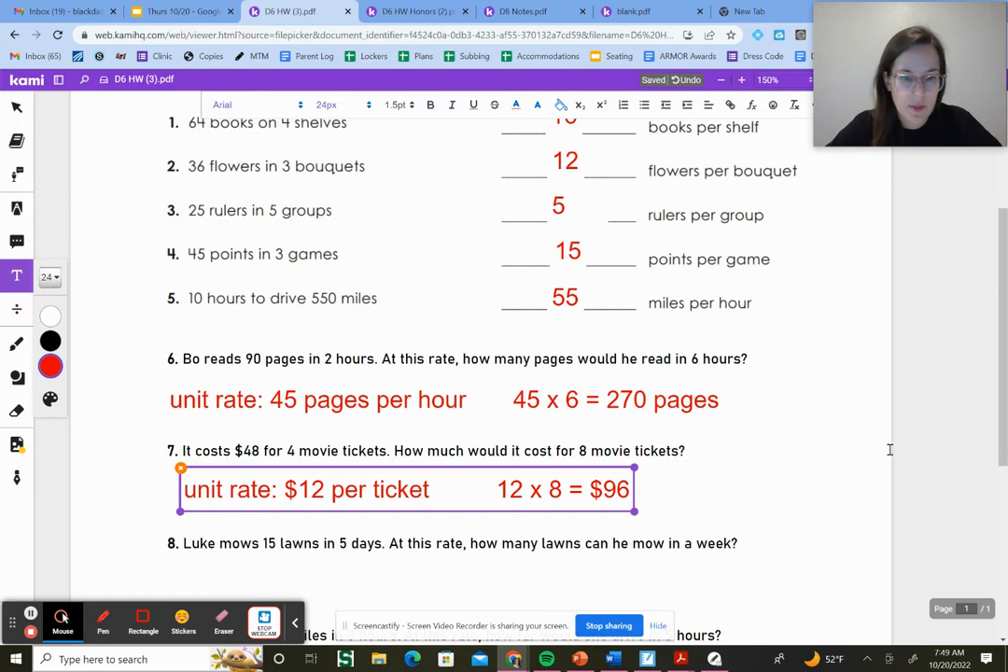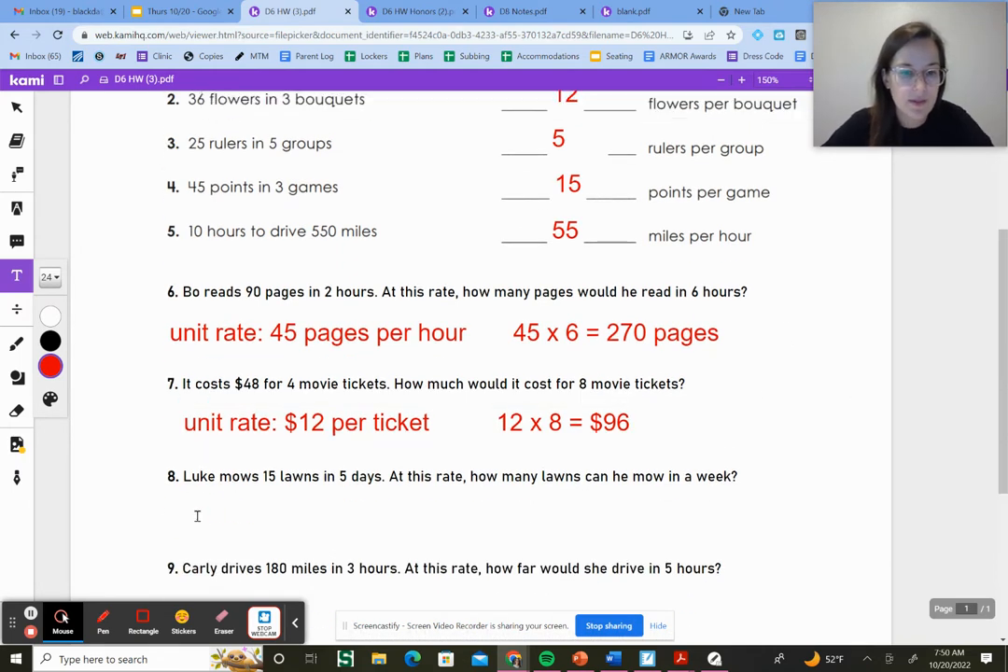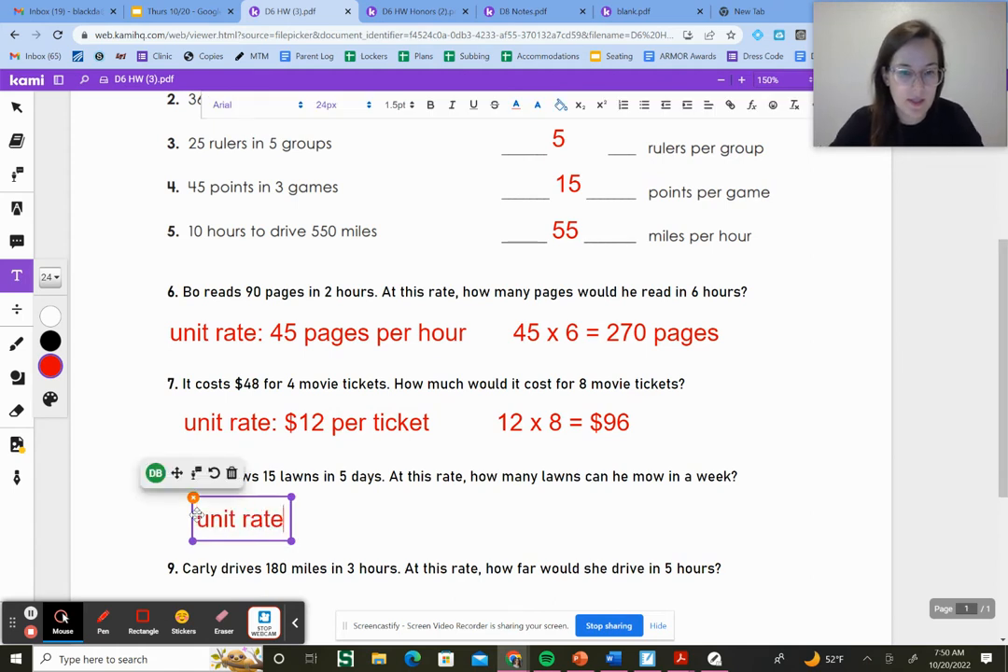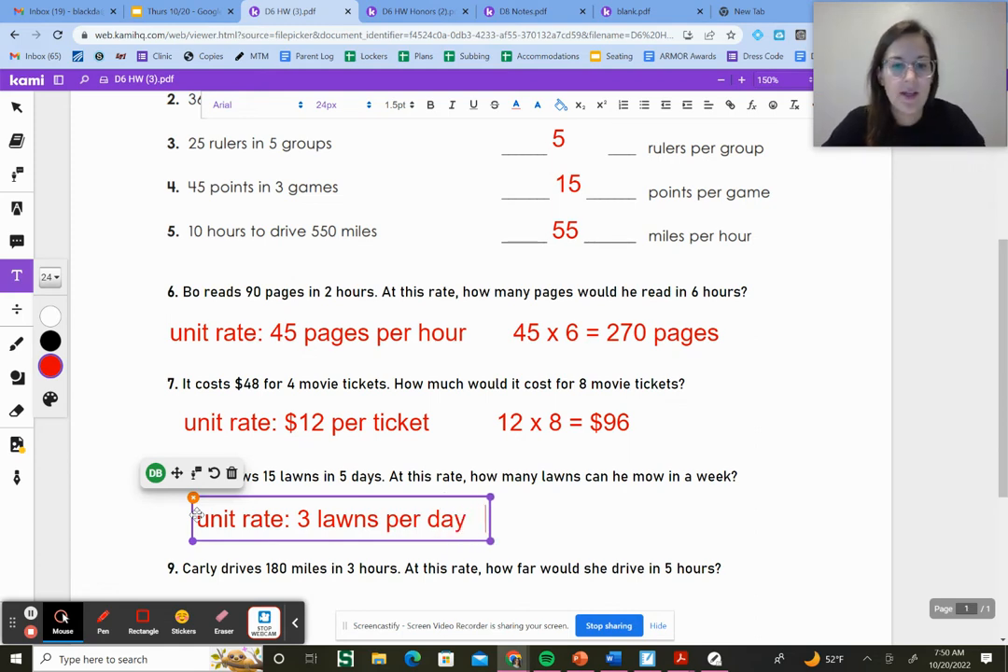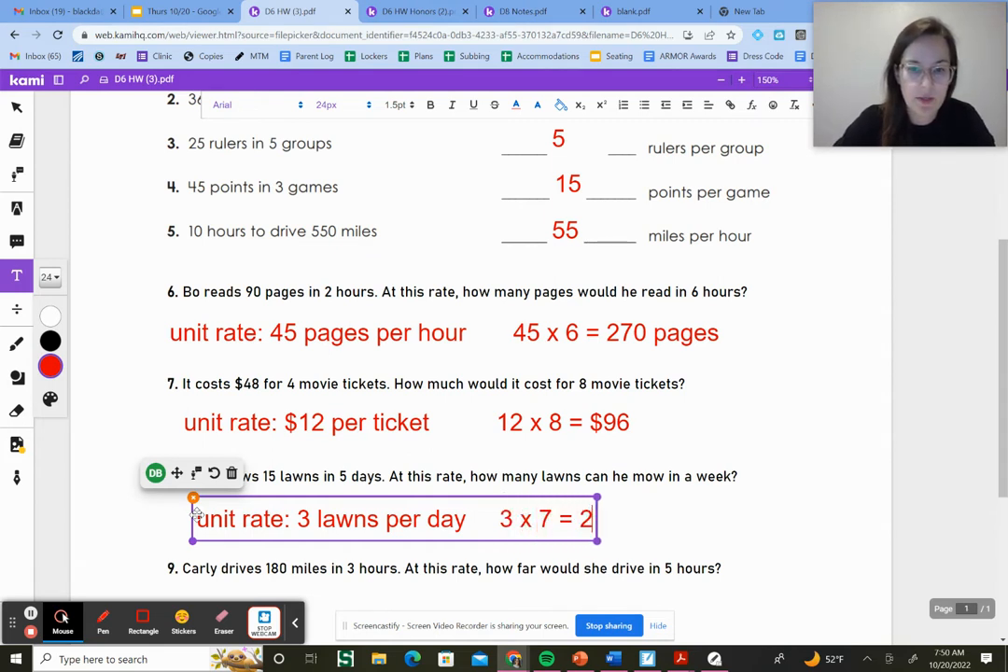All right, next one. Luke mows 15 lawns in 5 days. At this rate, how many lawns can he mow in a week? So the unit rate is 3 lawns per day. 15 divided by 5 is 3. And then there's 7 days in a week. So 3 lawns times 7 days would be 21 lawns.